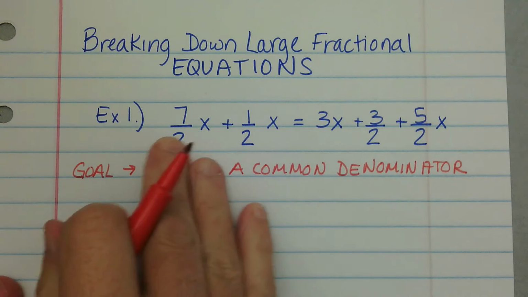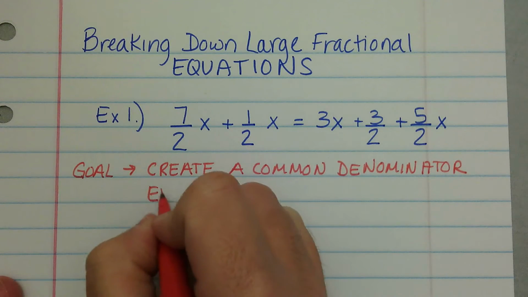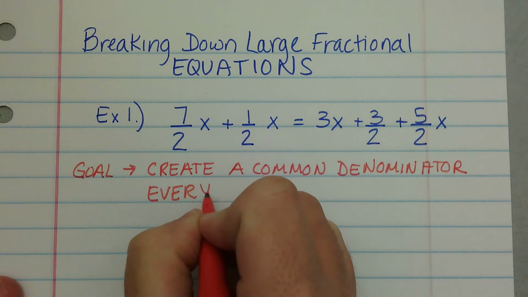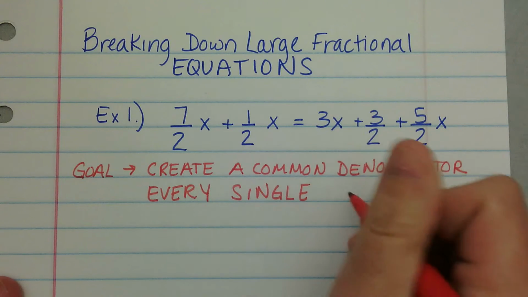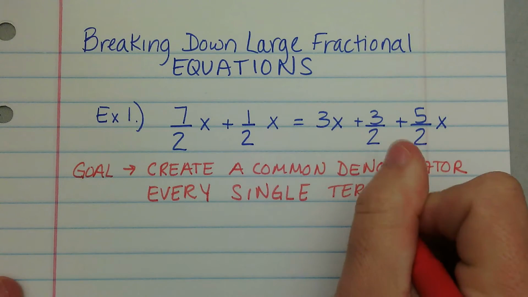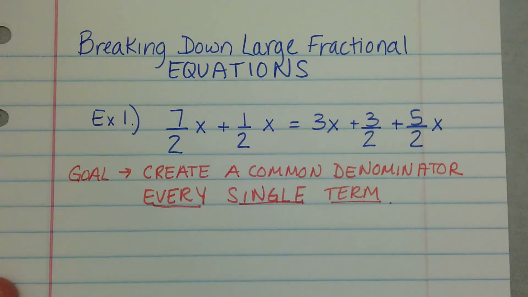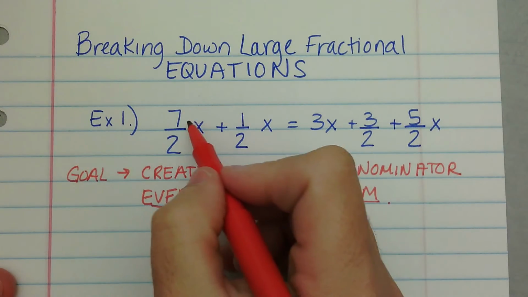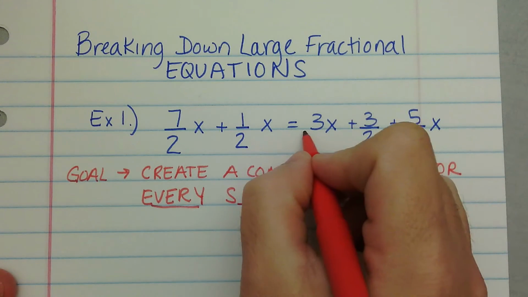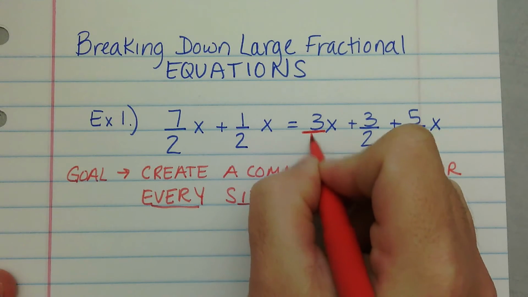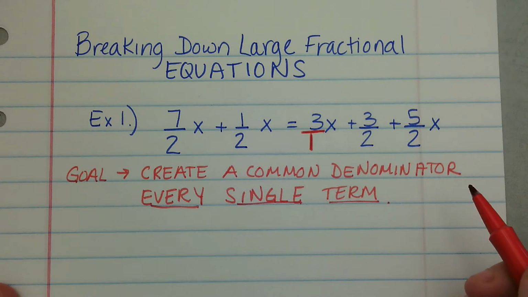So the first thing you need to do is look. Every single term needs to have a denominator. Every single term. So if one does not have a denominator, you're going to put a 1 under it because every single term needs a denominator. So the 7 has a denominator, the 1 has a denominator, the 3 needs a denominator, so we're going to put that over 1. The 3 has a denominator and the 5 has a denominator.